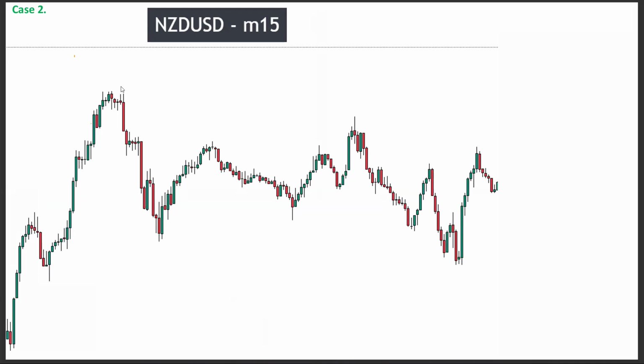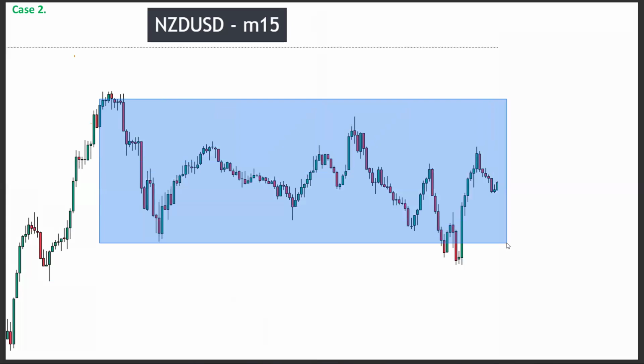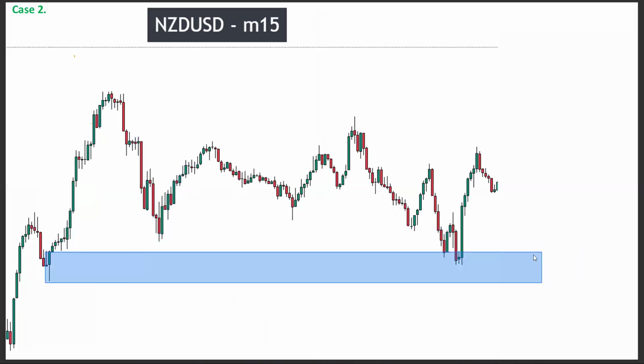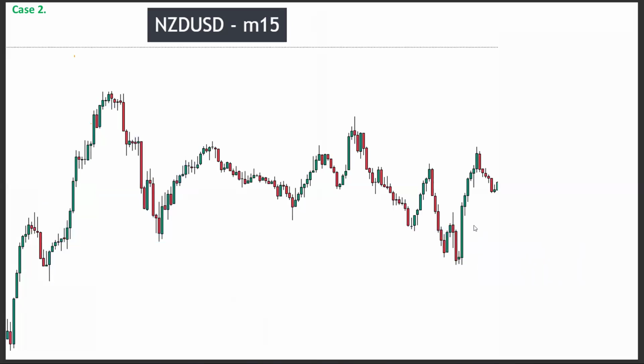Now, after price created this structure, price pulled back and pulled back. So all of this was just a range, which does not really matter. What matters is your key level. Once you have mapped out your key level, you have to wait for price to come into it, then you can buy from there.